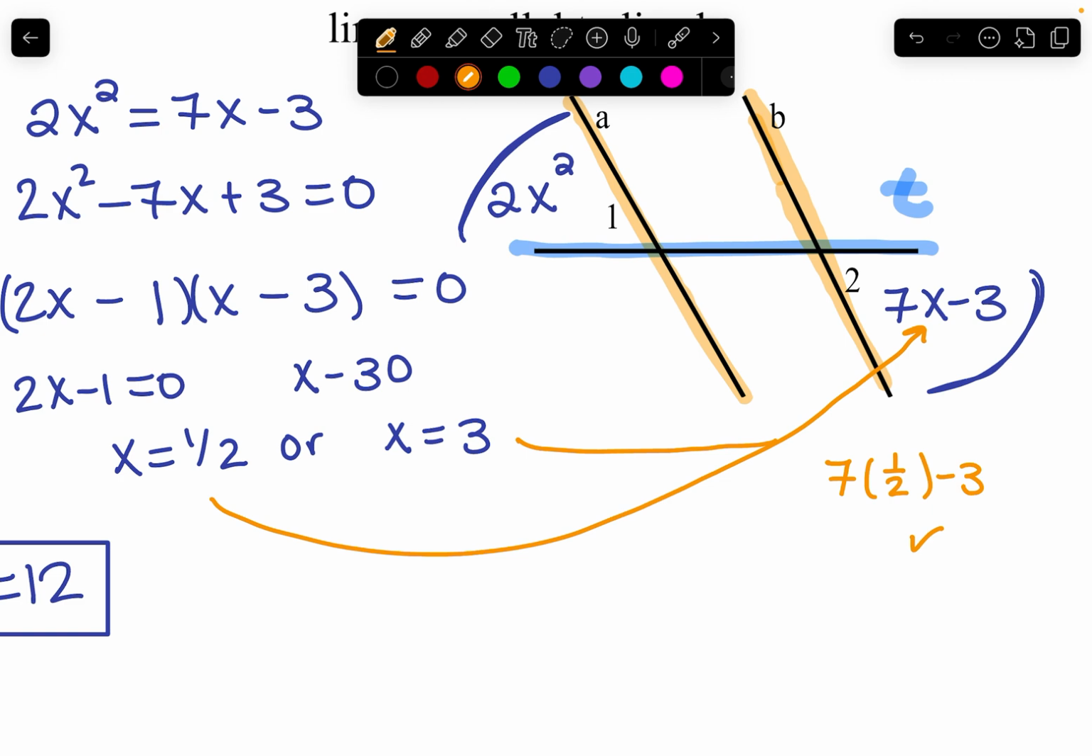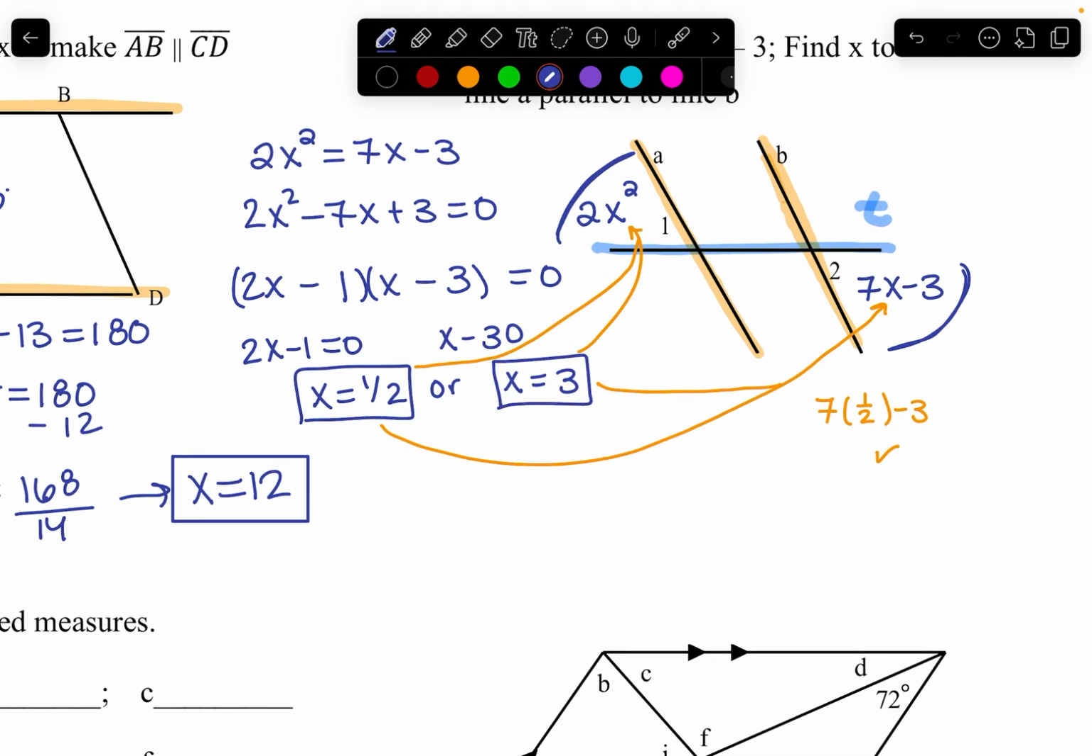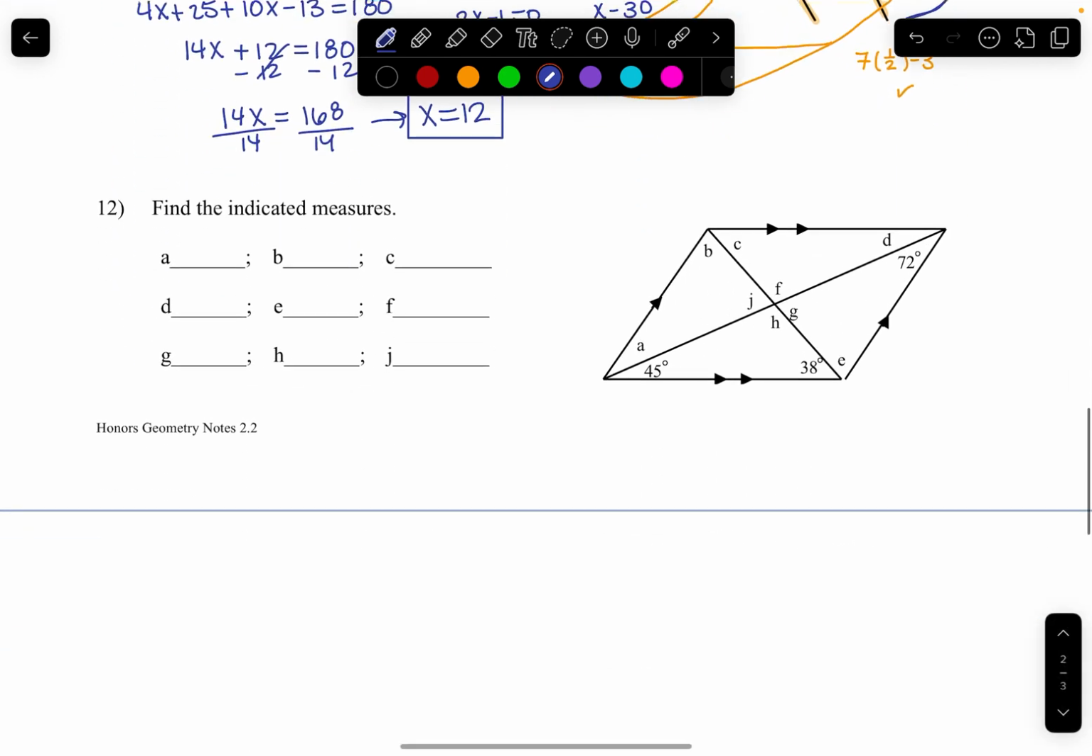This angle up here, if I were to plug in 0.5 for x, you would have 0.5 squared times 2, which is another 1/2. So that works, and we already know that 3 works. So x will equal 1/2 and x will equal 3. They both work. Okay, last.